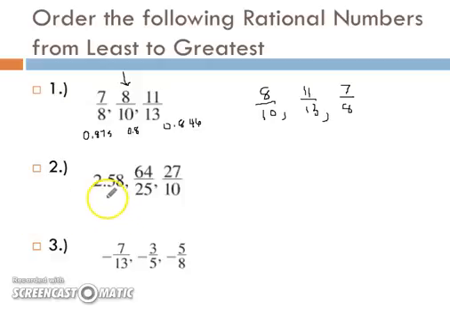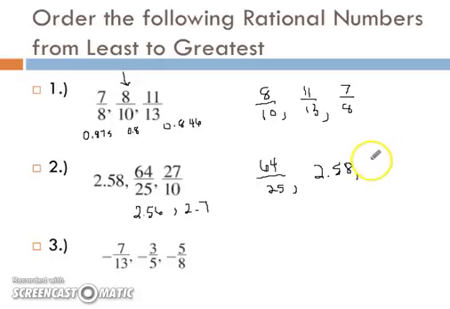Comparing the next one, the first one is already a decimal. 64 divided by 25 is 2.56. 27 divided by 10 is 2.7. So least to greatest. This one is 2.58. This one is 2.56. So our smallest rational number is 64/25. Next smallest, 2.58. And the largest number is the 27/10.